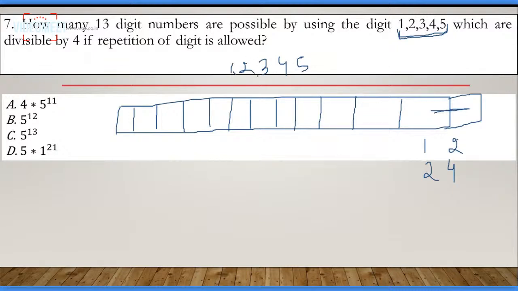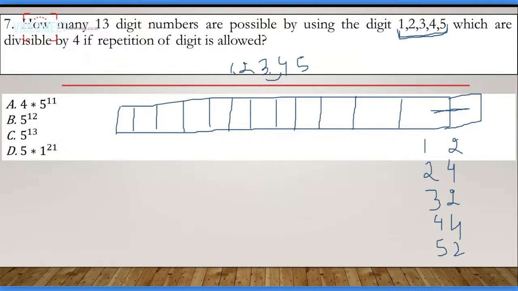Then 31 is not possible. Next one is 32. Next, 33 is not possible, 34 is not possible, 35 is not possible. Next, 41 is not possible, 42 is not possible, 43 is not possible. 44 is possible because repetition is allowed in this question. Next, 45 is not possible, 51 is not possible, 52 is possible.